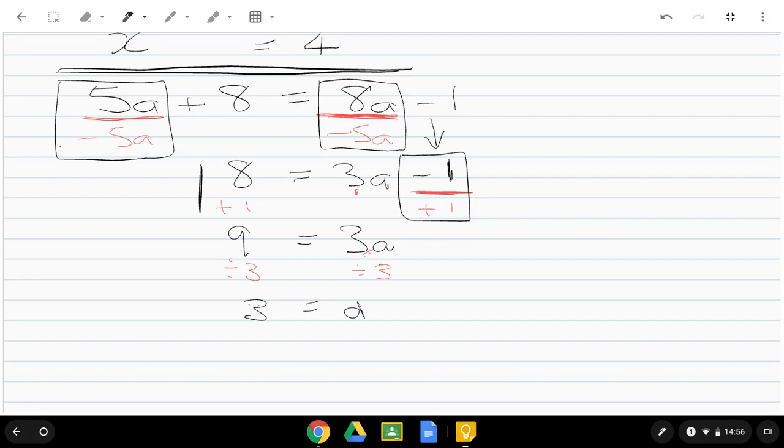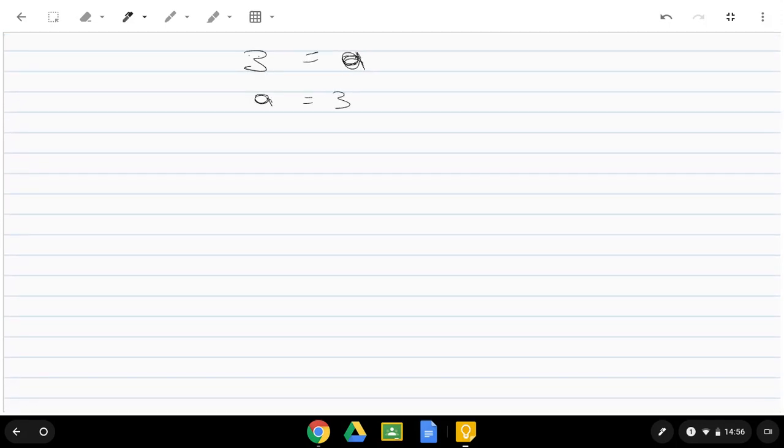Now it doesn't matter that my pronumeral is on the right. I can just swap, as long as I swap them straight over. A equals 3. So that's another straightforward example where the largest pronumeral is on the right. It wouldn't matter. We could have done it the other way around. In fact, I'll do that the other way around. So here's the equation again. 5a plus 8 equals 8a minus 1.